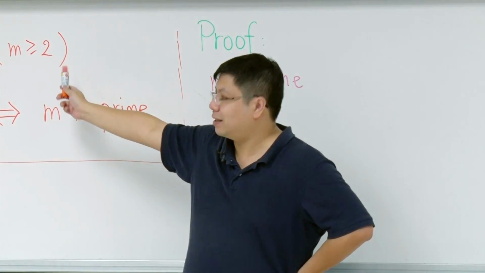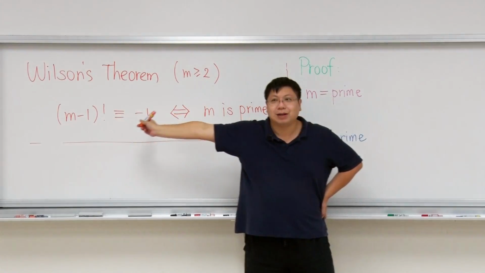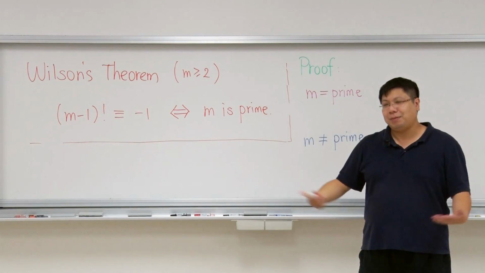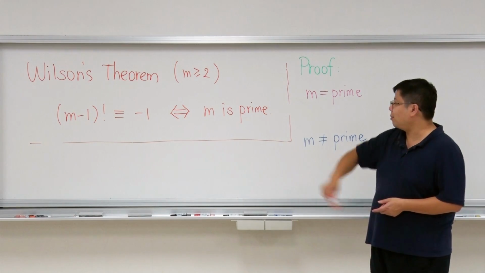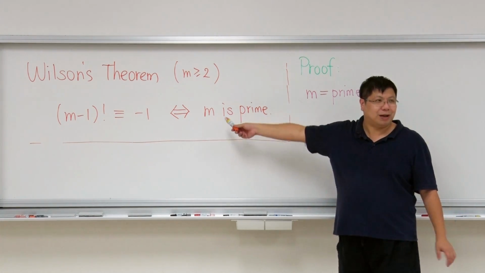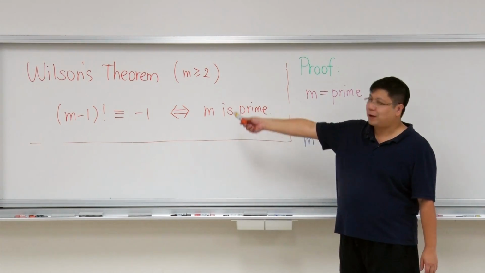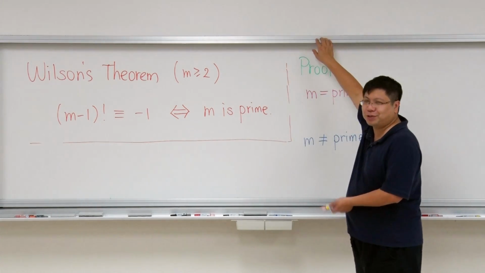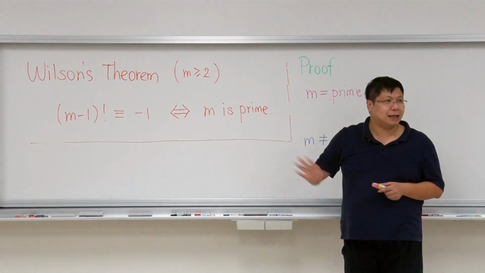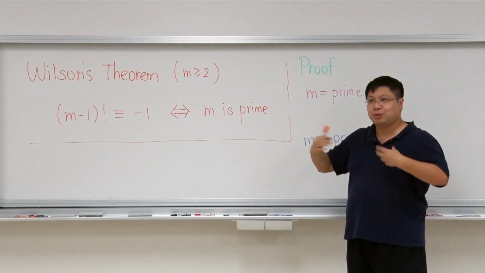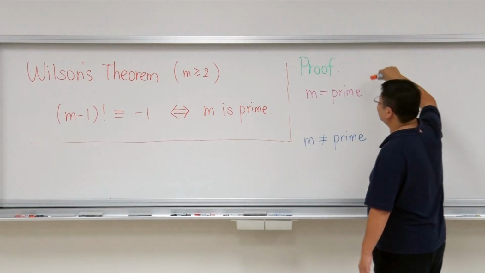It is rather meaningless to talk about m equal to 1. If m is equal to 1, then 1 is not a prime, and 0 factorial is difficult to talk about in the case of 1. So let's ignore 1. Let's assume m is equal to 2, 3, 4, and so on.